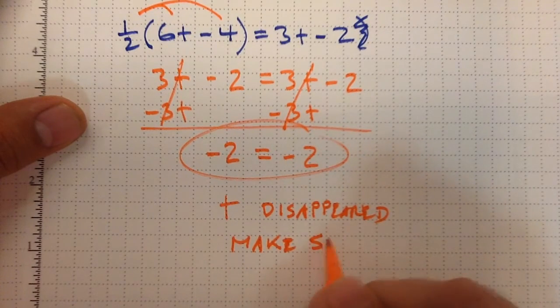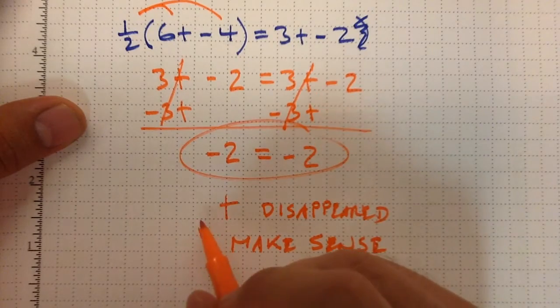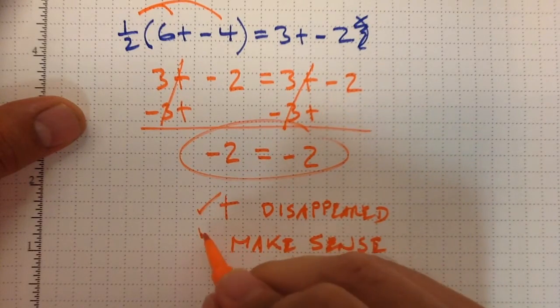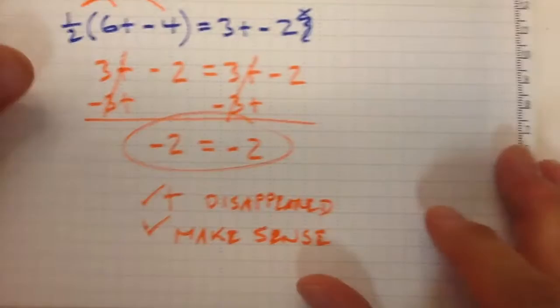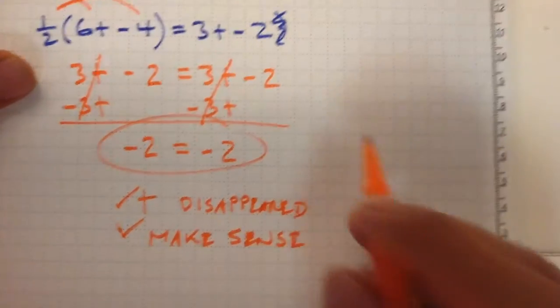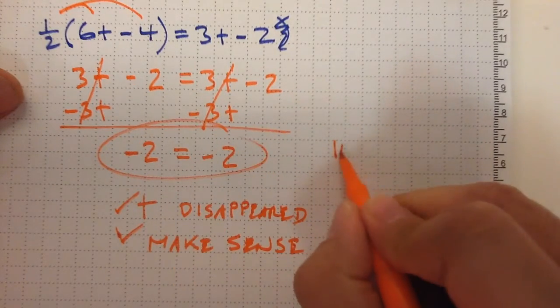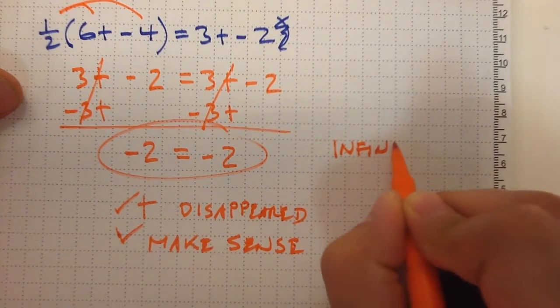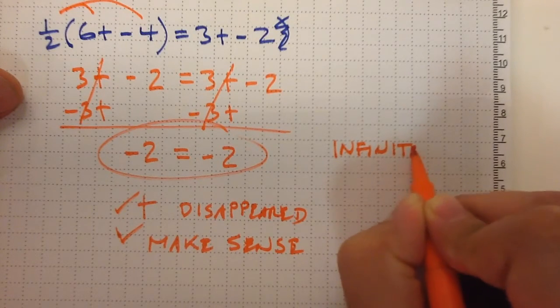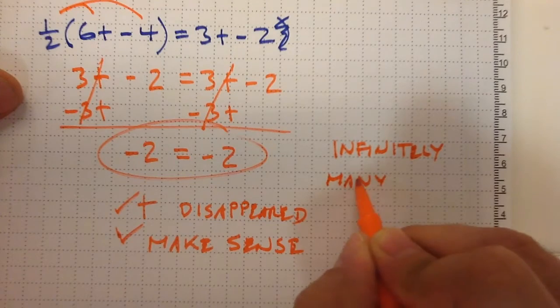Okay, even though it's not the answer we were looking for, that t disappeared, and negative 2 does equal negative 2. All right, and so what this means is not no solution. In fact, it means almost the opposite, that I could have picked t to be anything I wanted it to be. That there's infinitely many solutions that I could have chosen here.